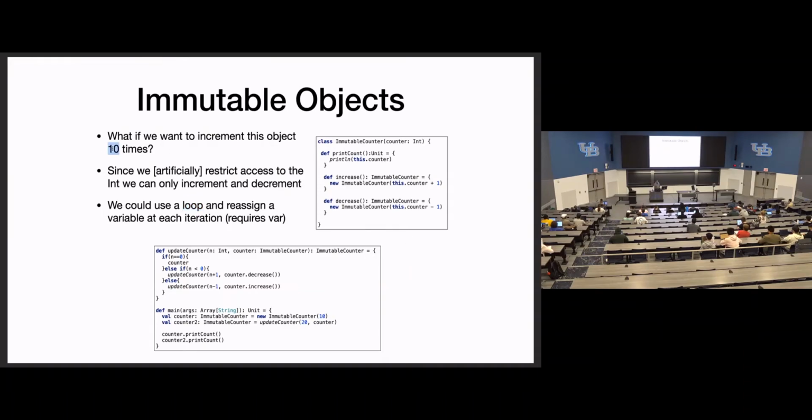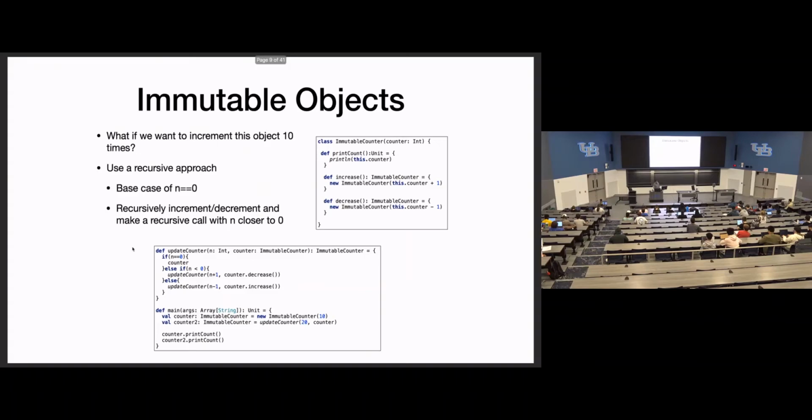We could hard code it. If 10 is the only thing we want, we could say counter.increase 10 times, and then reassign that to a value. But what happens when we decide, oh, we actually want 30 times now? That's going to be very rigid, very inflexible. So we're going to pull in our friend recursion and do this recursively without using any variables. We're going to embrace immutability and have a recursive method to be able to do that.